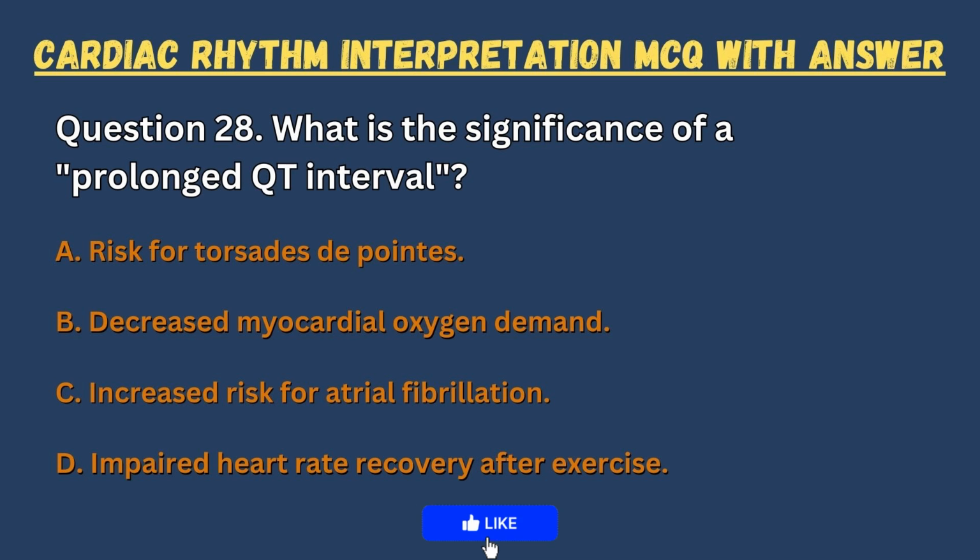Question 28. What is the significance of a prolonged QT interval? A. Risk for torsades de pointes. B. Decreased myocardial oxygen demand. C. Increased risk for atrial fibrillation. D. Impaired heart rate recovery after exercise.